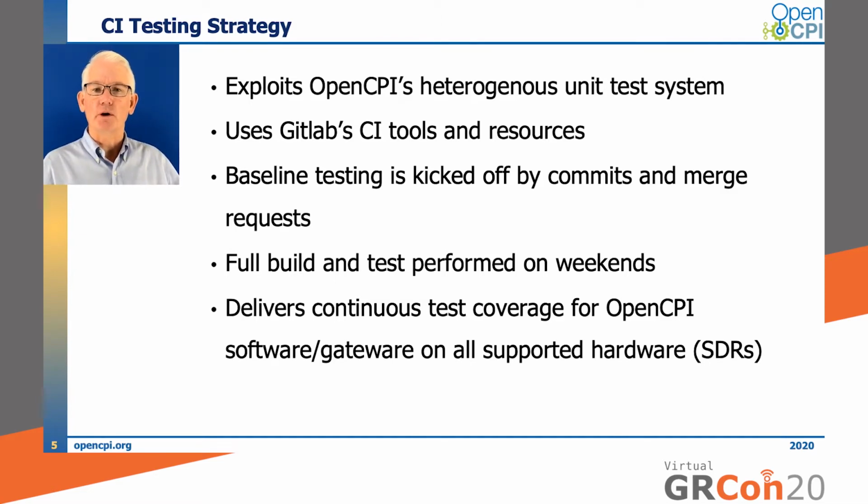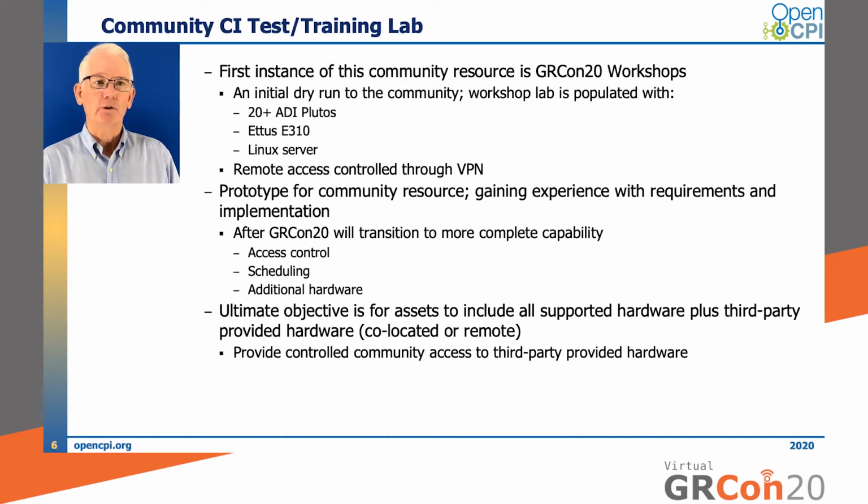on all supported hardware. As I mentioned a bit earlier, the OpenCPI roadmap includes a community CI test and training lab. The first instance of this community resource is the GRCon20 OpenCPI workshops. We're standing up this workshop lab as an initial dry run to the community, and the workshop lab is populated with 20 plus of the Analog Devices Plutos, an Ettus E310, and Linux servers. Remote access is controlled through a VPN. This is really a prototype for our community resource. We're gaining experience with both requirements and implementation.